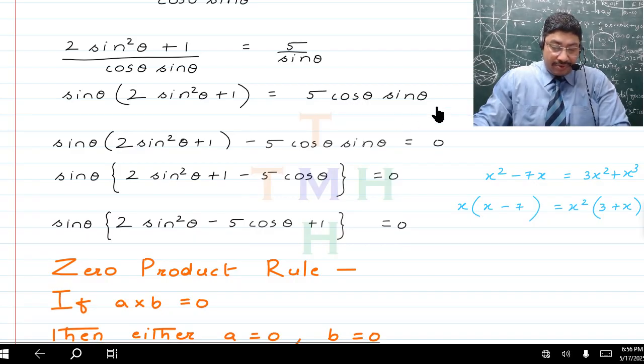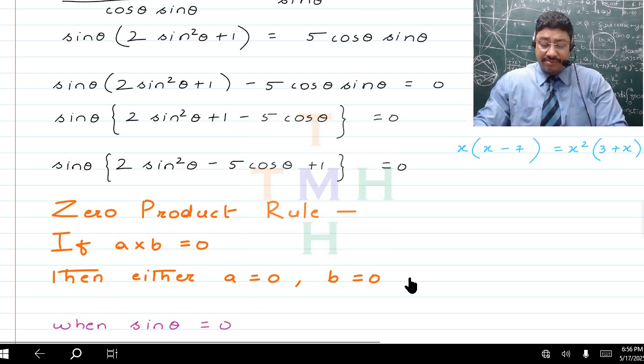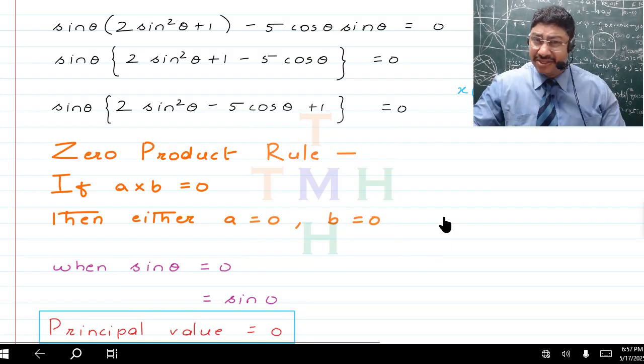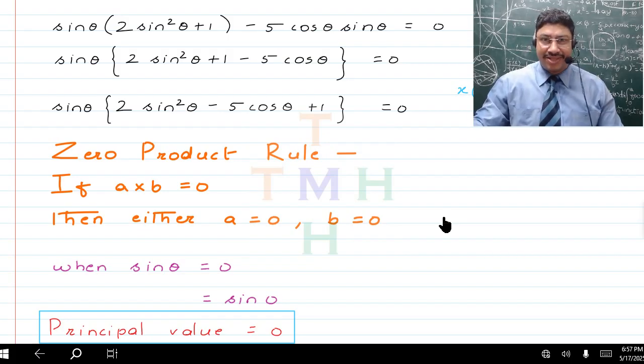Next, you bring every term to the left hand side, and you find that sine theta can be taken common outside from both of these terms. Inside we are left with 2 sine square theta plus 1 minus 5 cos theta, right? So now we have the product of both of these equal to 0, so we apply the zero product rule. If we have a into b equal to 0, then either a becomes equal to 0 or b becomes equal to 0, right? Saying that both a and b are 0 is immaterial and will give you an absurd answer that everything is 0. That's not possible, right?